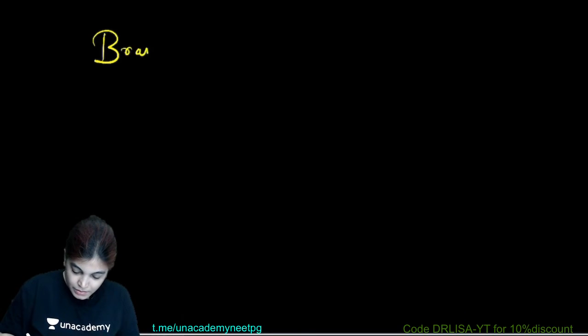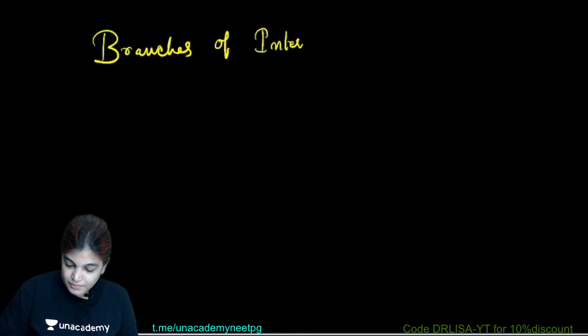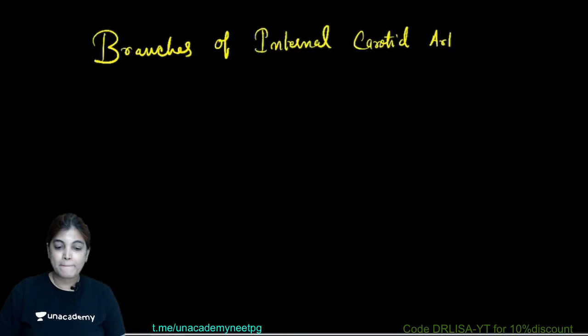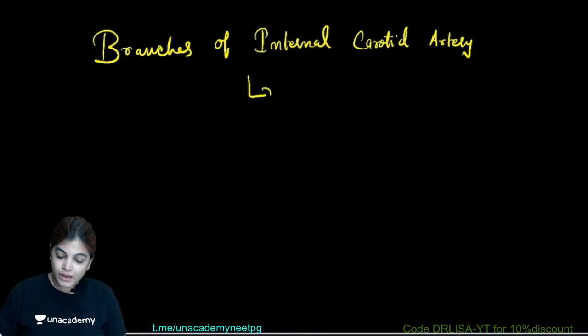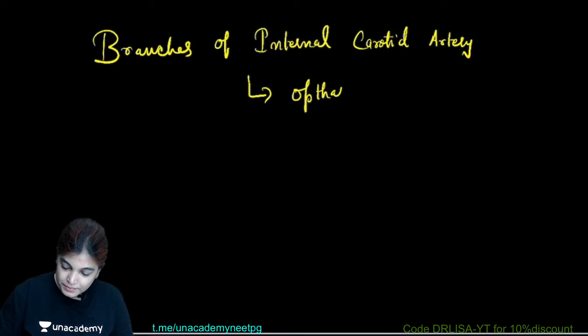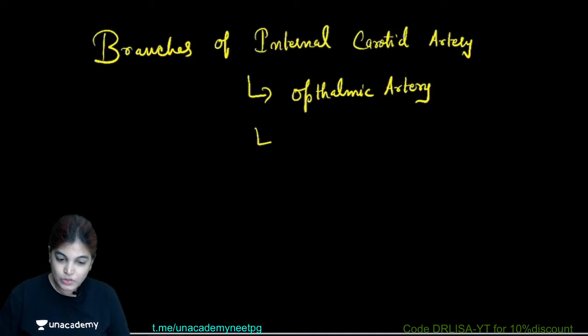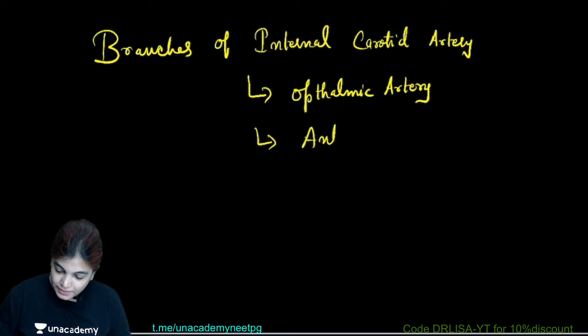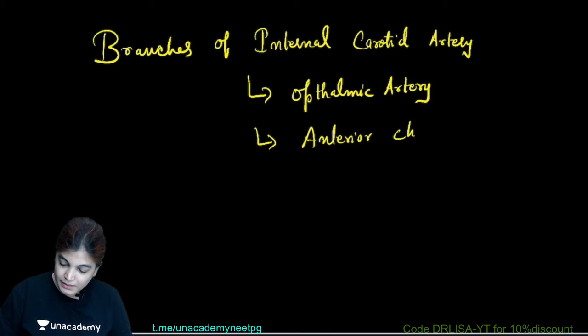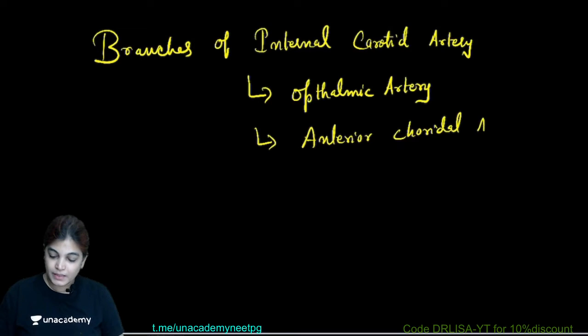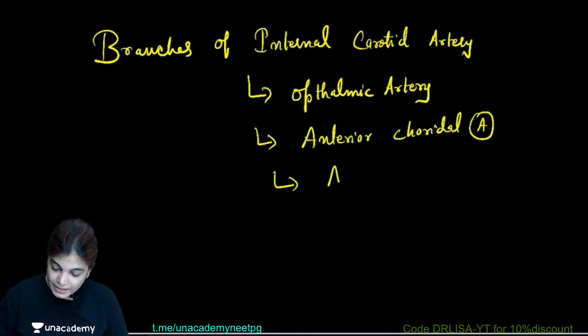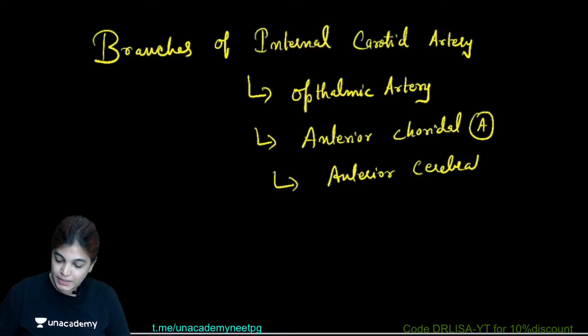Branches of internal carotid artery. The branches of the internal carotid artery are the following: ophthalmic artery. Also it gives anterior choroidal artery. It gives anterior cerebral artery and middle cerebral artery.